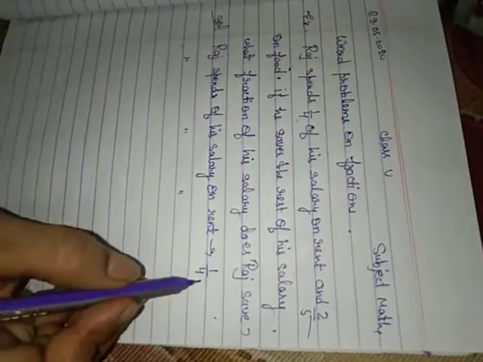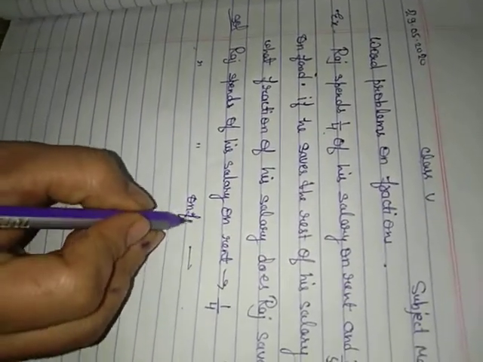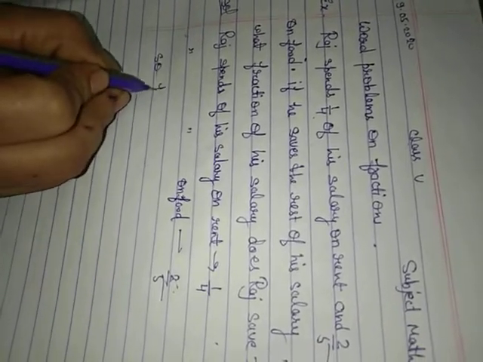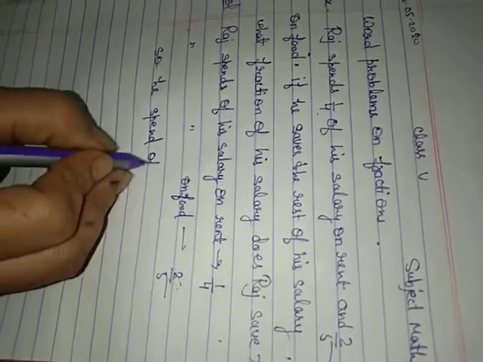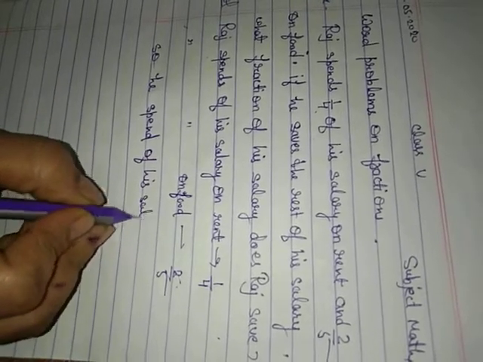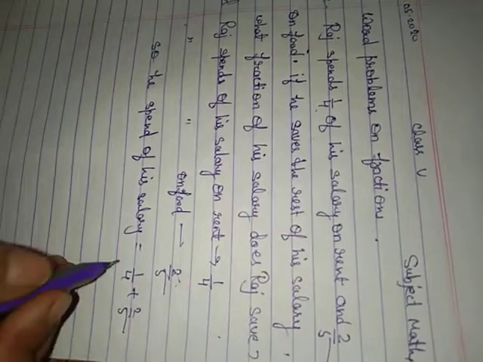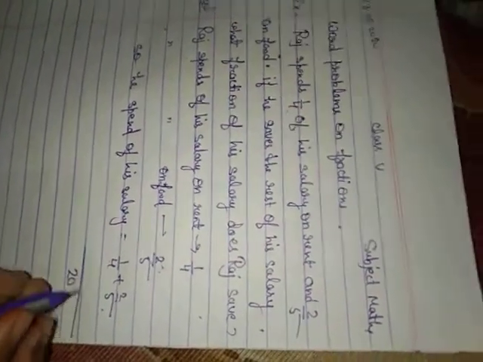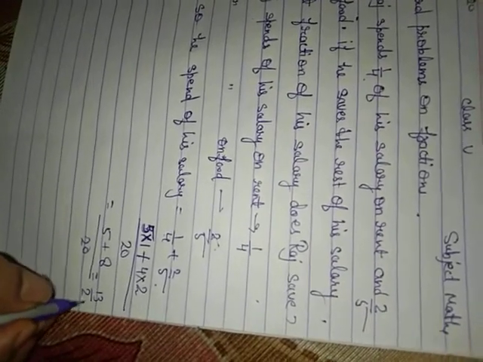Raj spent on rent 1/4 of his salary, and Raj spent on food 2/5. So he spent of his salary is equal to 1/4 plus 2/5. It means it is unlike fractions. So 5 4s are 20, then 5 times 1 is 5, and 4 times 2 is 8, so 13/20.